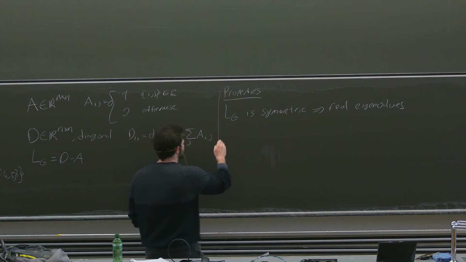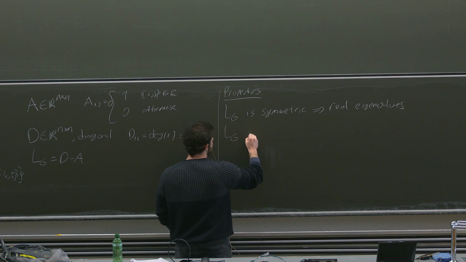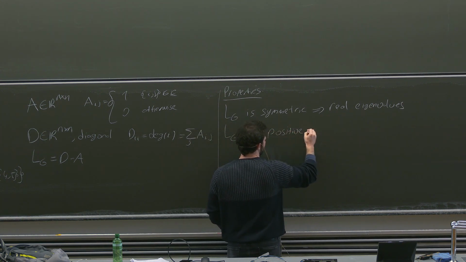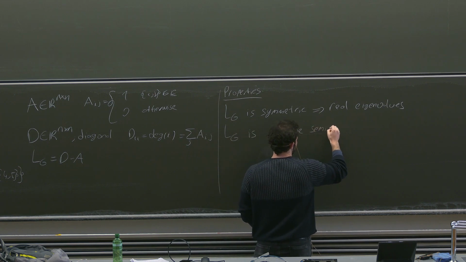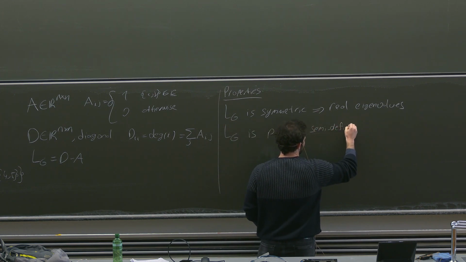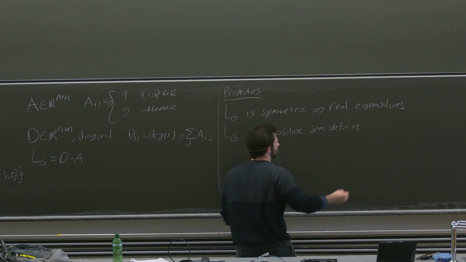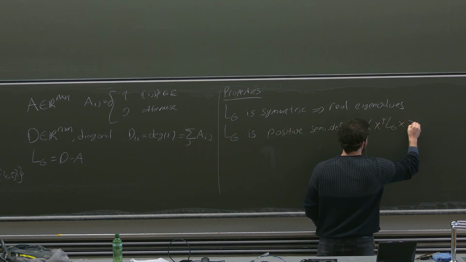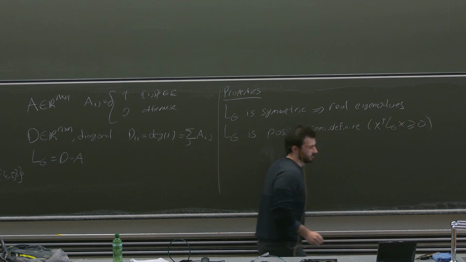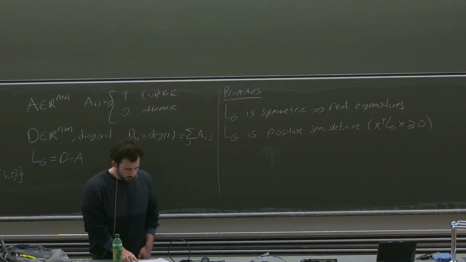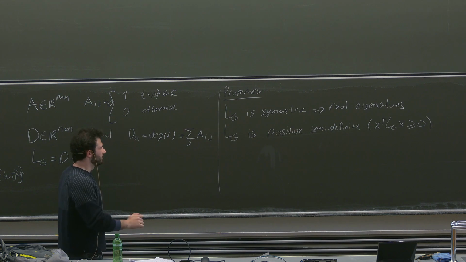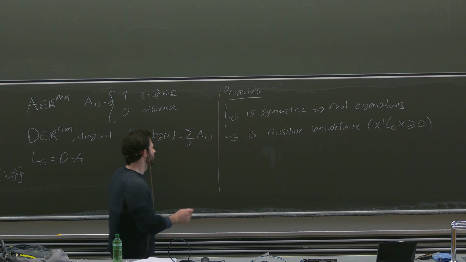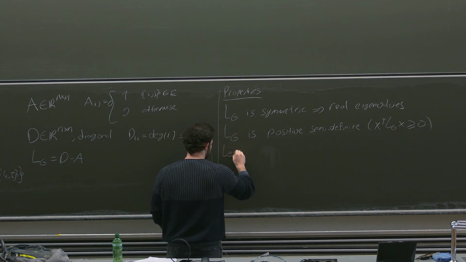So the second property is that L_G is positive semi-definite. And for those who don't remember, this means that x transpose L_G x is greater than or equal to 0. So we're going to prove this property, and to prove it, we're going to prove the following lemma.